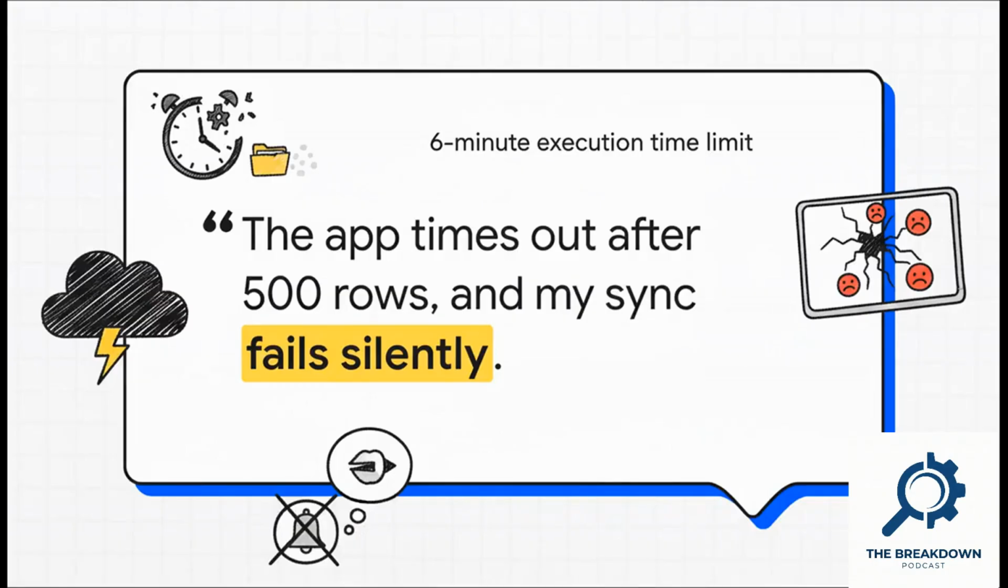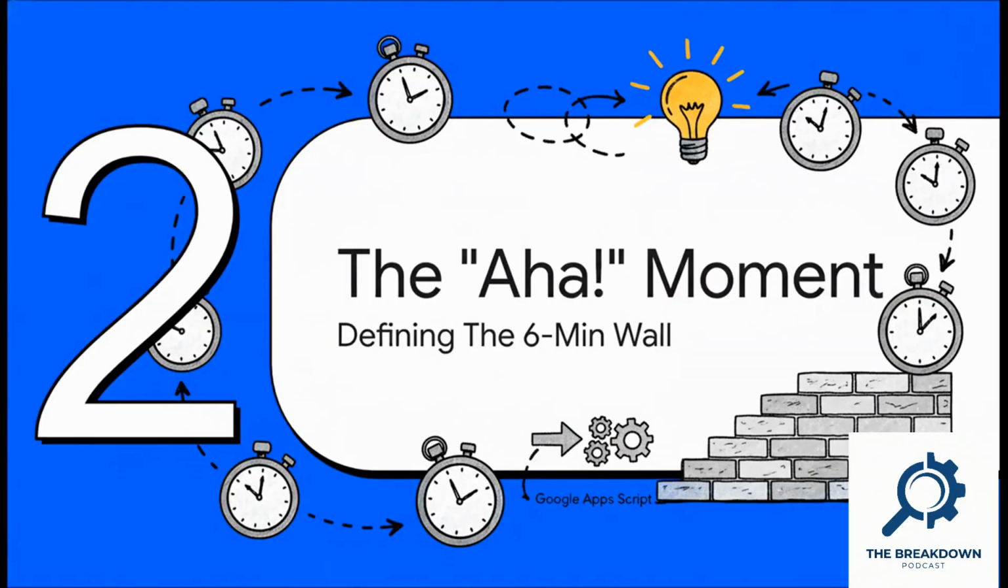This review, it just says it all, doesn't it? But the most important word here is silently. The user's sync didn't just fail with an error message, it just vanished. No warning, nothing. I mean, that is a complete betrayal of user trust, and it leads to these very public, very painful failures. So what is this hidden timer?